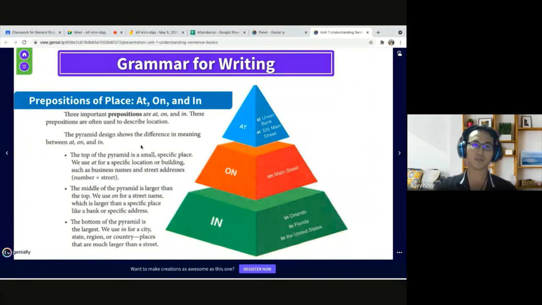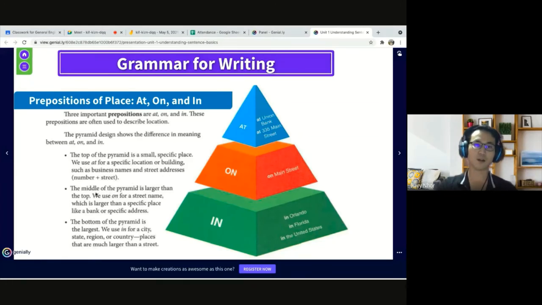Okay, the pyramid design shows the difference in the meaning between at, on, and in. Just at, okay. The top of the pyramid is a small, specific place. For a small and specific place, we use at. We use at for a specific location or building, such as a business name or a street address, number plus street.